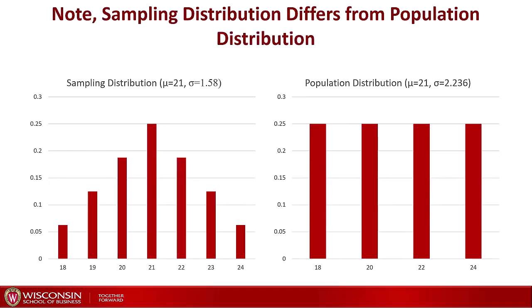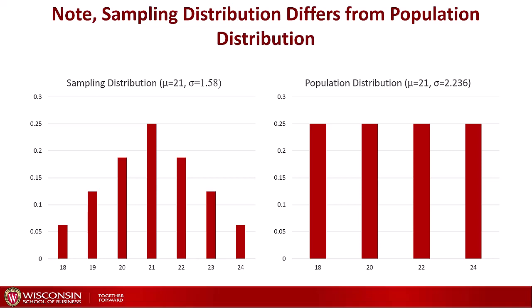Importantly, the sampling distribution of the mean is very different from the population distribution of ages. The sampling distribution on the left is approaching a normal distribution with a mean of 21 and a standard deviation of 1.58. The most likely outcome is that the sample will have a mean of 21. The second most likely outcomes are that the sample will have a mean of 20 or 22. Again, this is simply interpreting the probability distribution as we did in the probability distributions table.